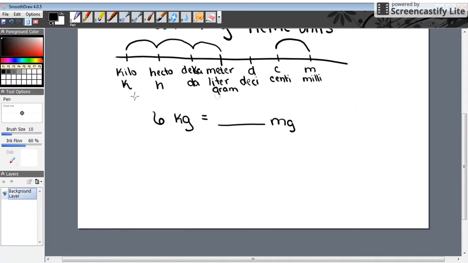Okay, so just like before, we need to figure out what we need to do to kilograms to get over to milligrams. Go up to your table and count and see how far you go. Start at kilograms and count over. 1, 2, 3, 4, 5, 6. I move it 6 places. So I'm going to write down my 6 down here.